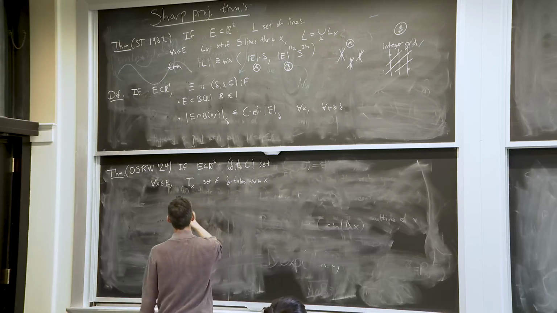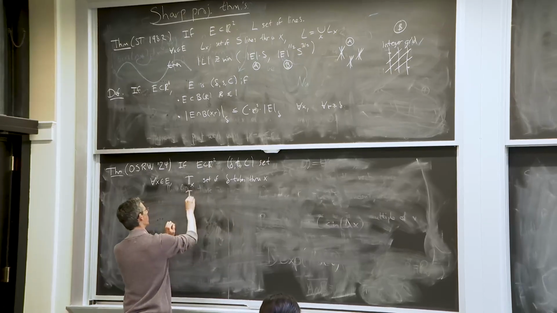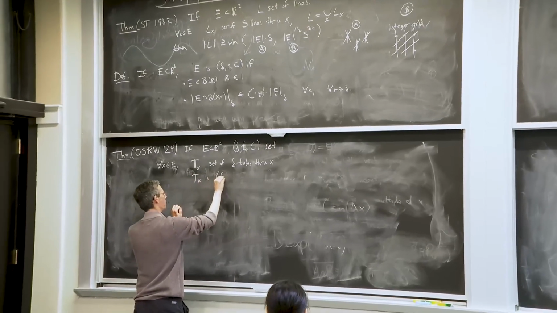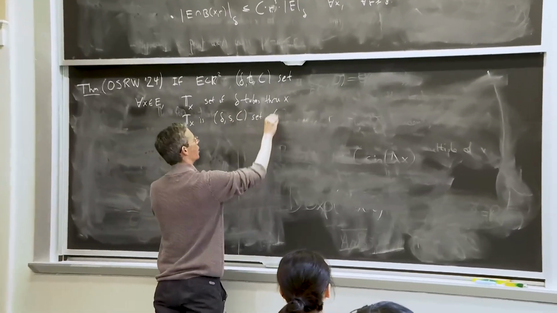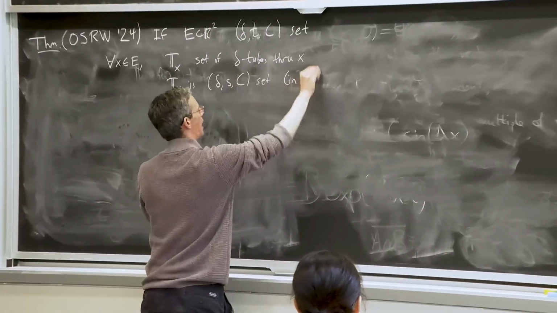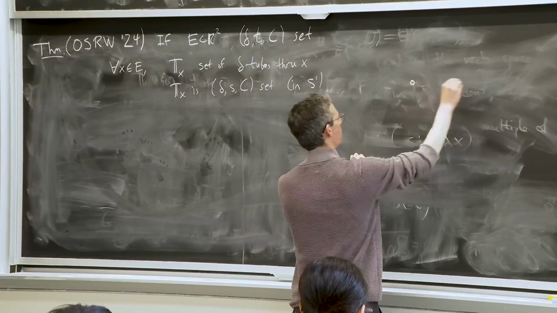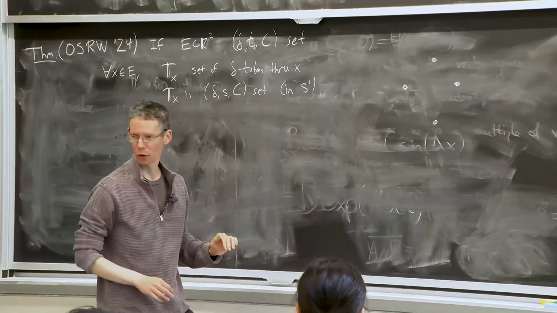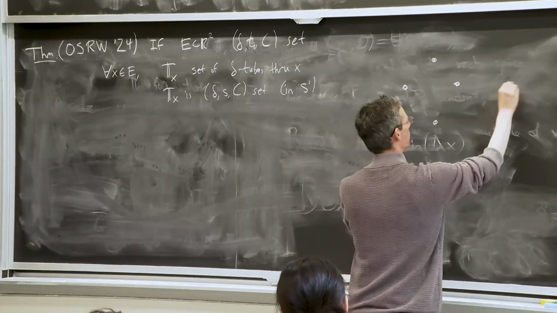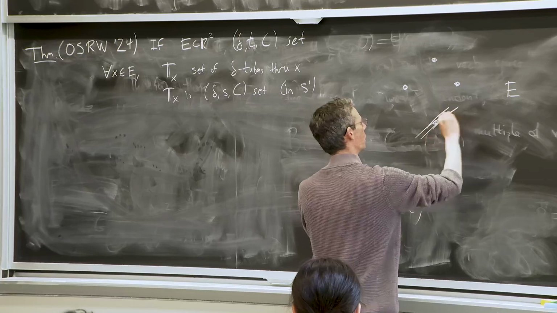And so for each point, there's a set of tubes through it. And this set of tubes is a delta-SC set in S1. So let's make a picture. We have the set E, which you may as well think of as a set of delta balls. So there's E. And then for each of these delta balls, it lies in a bunch of tubes.